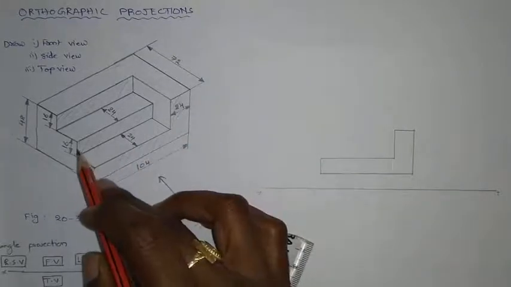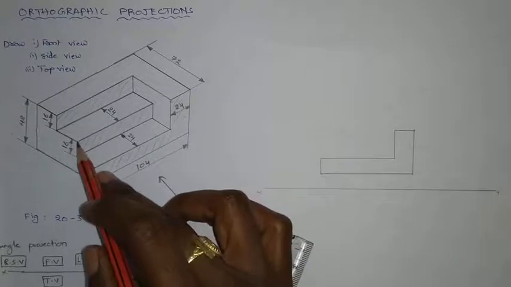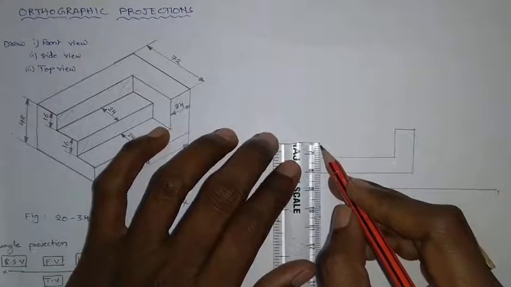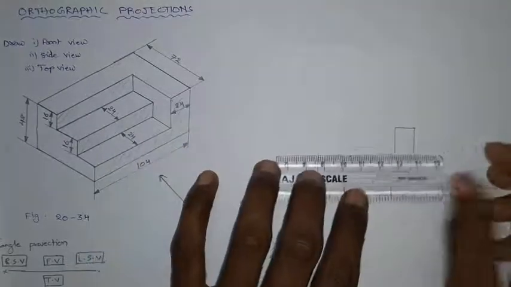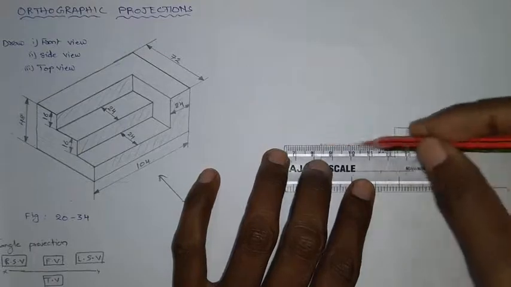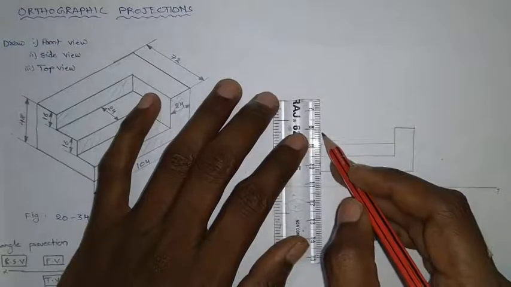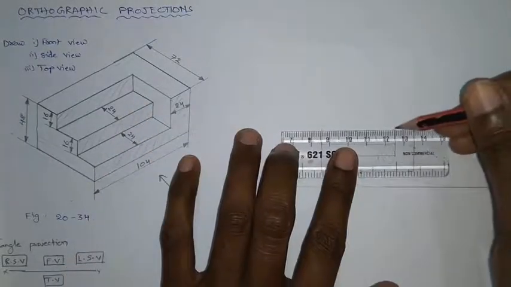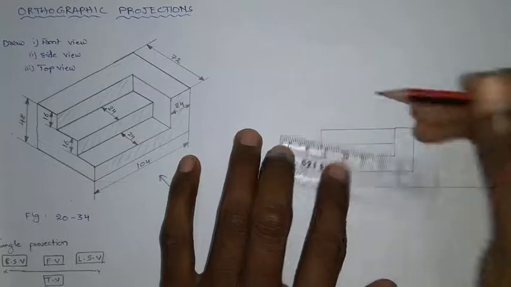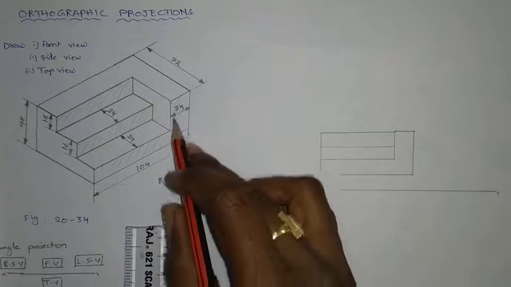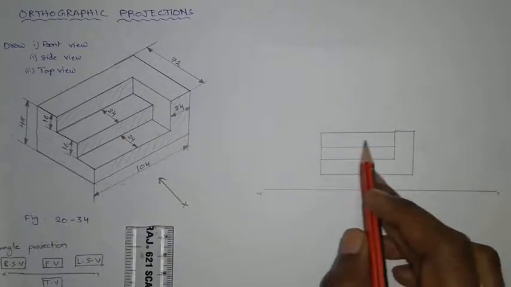And next you have to draw this step length. So this height is 16 and you can join directly up to here. So take 16 height and join like this. And next one also is 16, extend up to here. So this is how you are going to get the front view of the particular diagram given here. So this part is this one, this one is this portion, and this portion is this one.